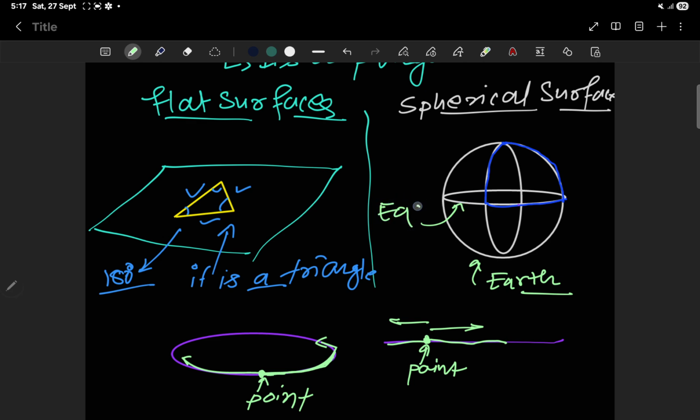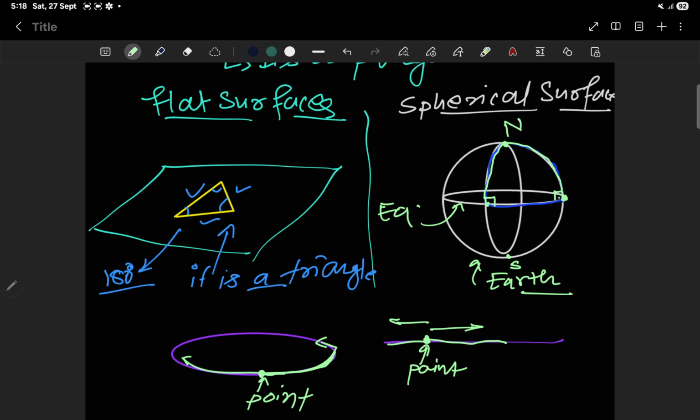Okay, this is the equator, this is the North Pole, and this is the South Pole. As we know, if you connect a point on the equator to the North Pole, it creates a 90-degree angle on the equator. So this one is 90 degrees, and the same theory goes here. If we connect this North Pole to one of the points on the equator, it will create 90 degrees.